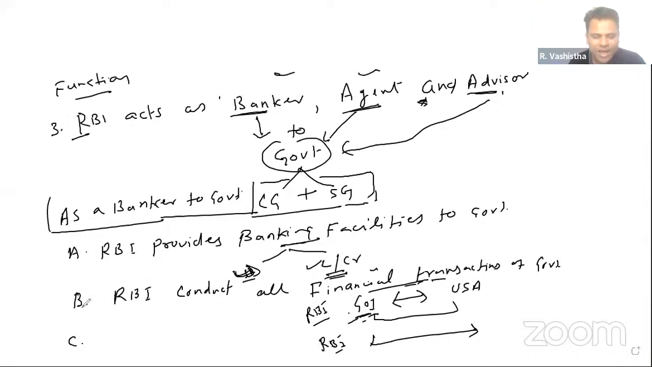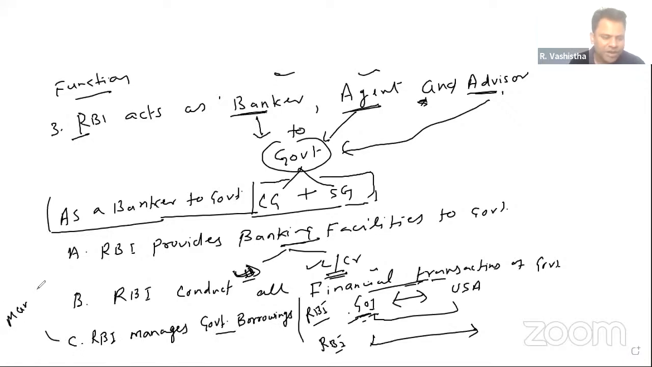Third, as a banker to government, RBI manages government borrowings. See, this is very, very important. RBI is called the manager of public borrowings. Here, public refers to government. Public borrowings, right? So why is RBI called manager of public borrowings? Because RBI itself manages the loans availed by the government, right?